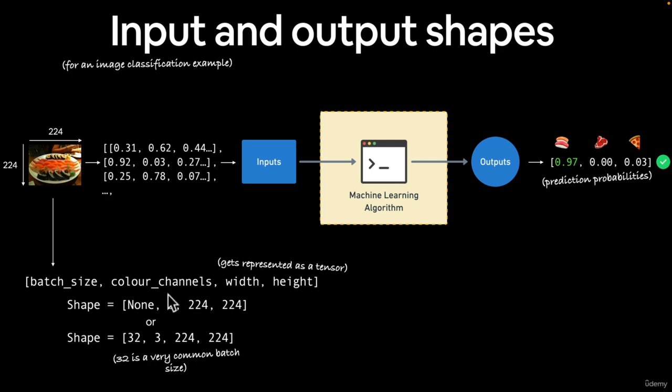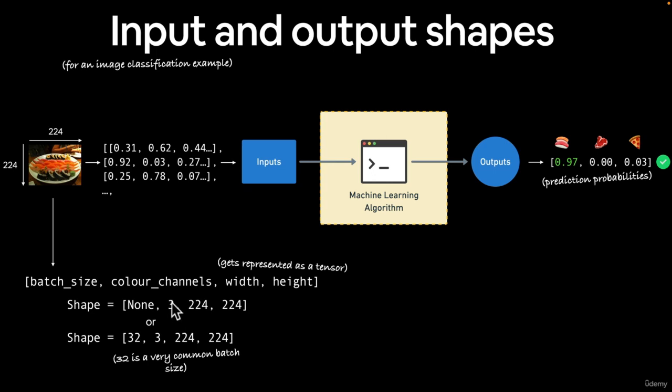But this tensor may be batch size. We haven't seen what batch size is. That's all right, we're going to cover it. Color channels, width, height. So this is represented as a tensor of dimensions. It could be none here. None is a typical value for a batch size, which means it's blank. So when we use our model and we train it, all the code that we write with PyTorch will fill in this behind the scenes.